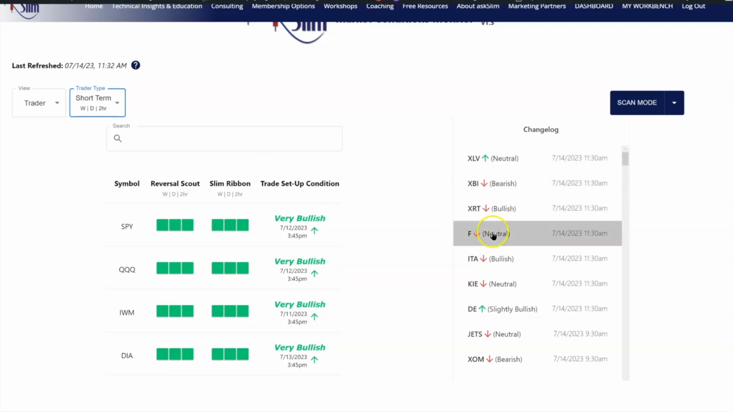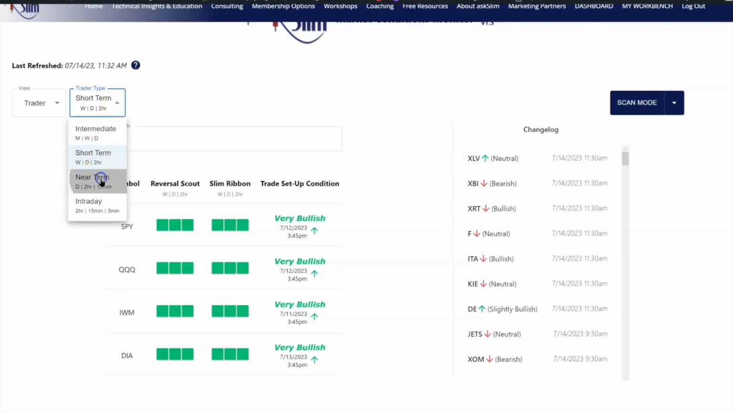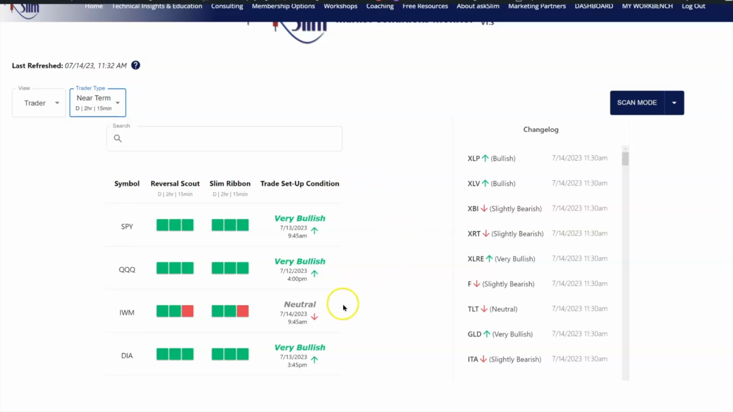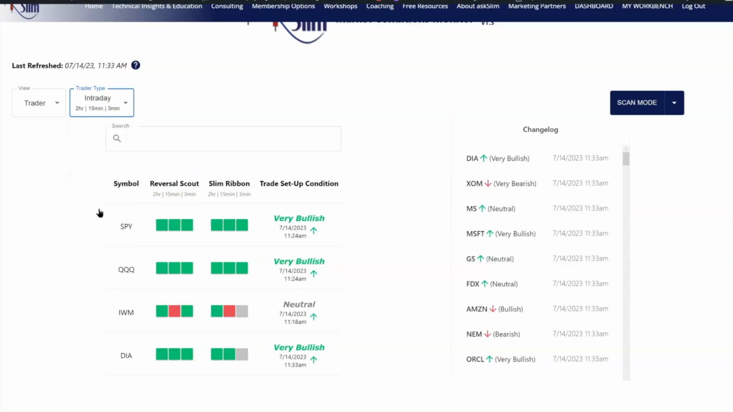And there's a change log in here when any of these change based on the time frame. If you are a near-term trader, a very short-term swing trader, you can see in here that the Russell is the one that's going to neutral, as the 15-minute indicator has now turned negative.